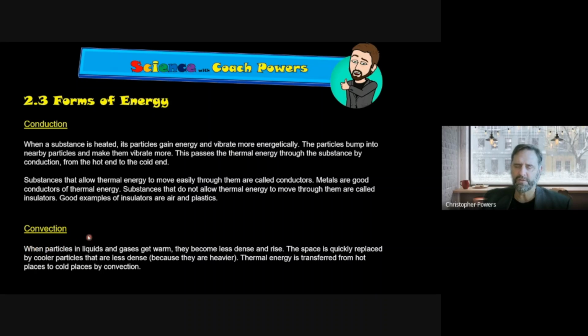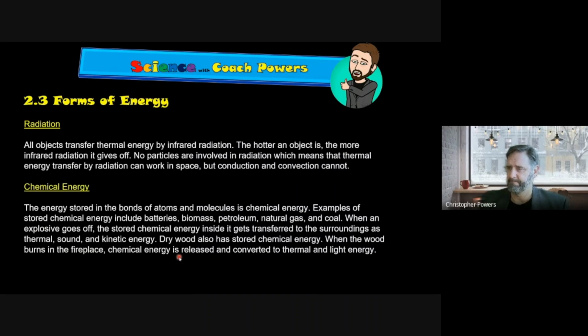Now, convection, a different one, so don't mix those two up. D and V are different ones. Particles in liquids and gases get warm. They become less dense and rise. The space is quickly replaced by cooler particles, which are more dense because they are heavier. Thermal energy is transferred from hot places to cold places by convection. It's almost like it's diffusing from a high concentration of heat to a low concentration of heat. It's almost like creating a vacuum from hot air moving, then the cold air moves in to that area.